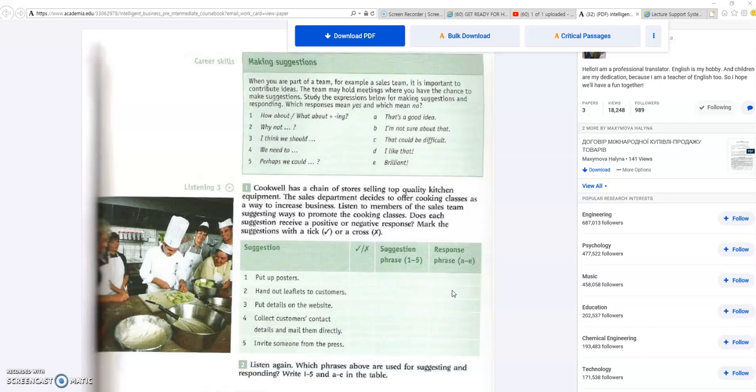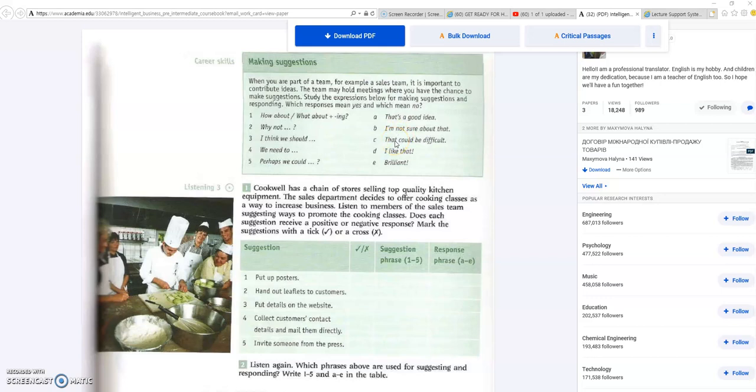Speaker one, perhaps we could collect customers' contact details, their home address or email address, and we could send them information about the classes. Let's see what speaker two says about that. I'm not sure about that. Aha! Is that positive or negative? Well, it's B. It's negative, isn't it?